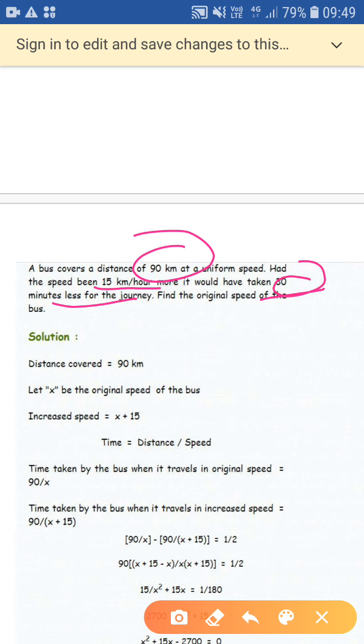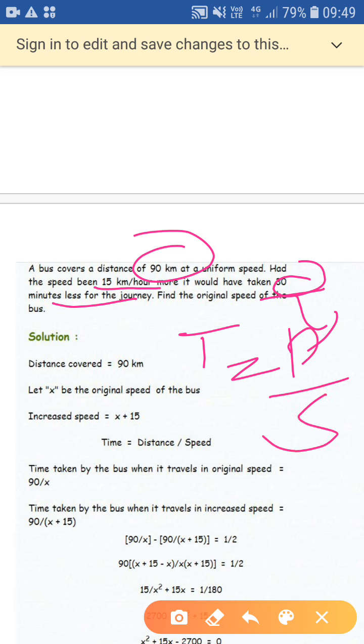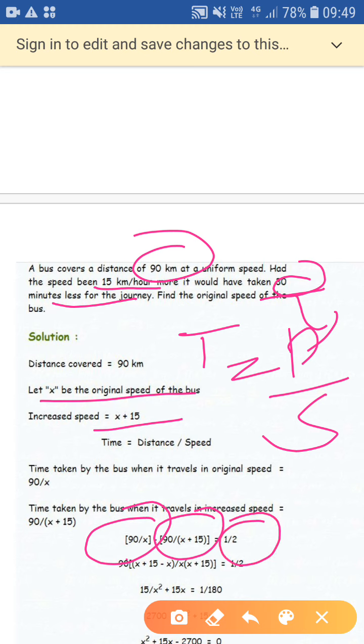So how much less time? Just 30 minutes less. Now again we are given in terms of time, so again we will use the time equals distance over speed relation. Now the original speed we can take to be x, and the increased speed we can take to be x plus 15. So in the first case the time will be distance over speed, that is 90 upon x, and in the second case the time with the increased speed is 90 upon x plus 15. The difference in both the times is 30 minutes. 30 minutes we can change into half an hour. So this is very important.